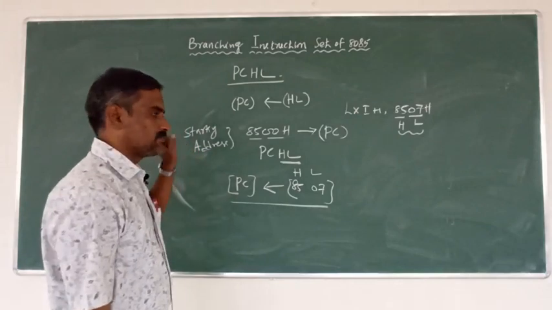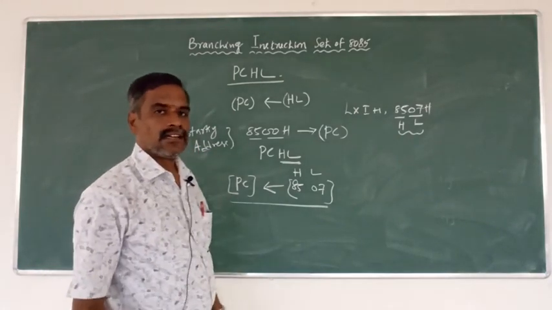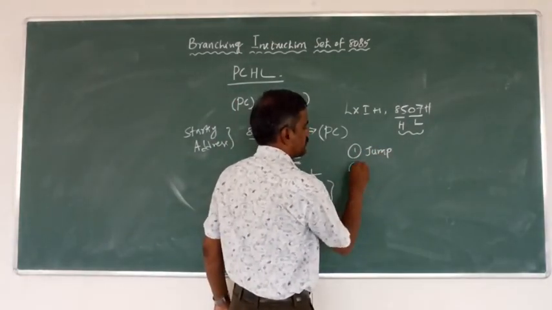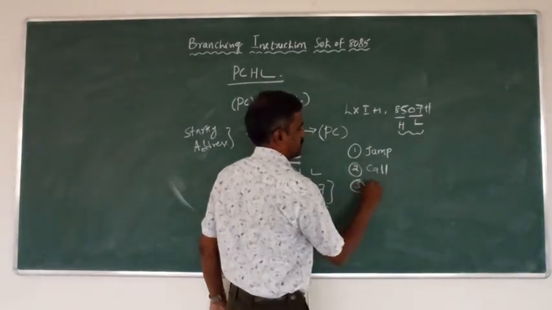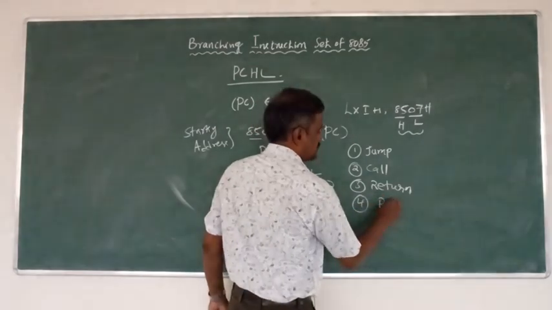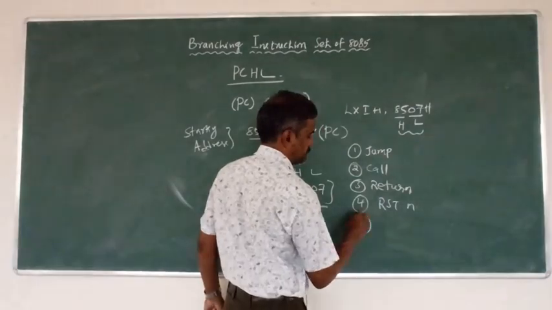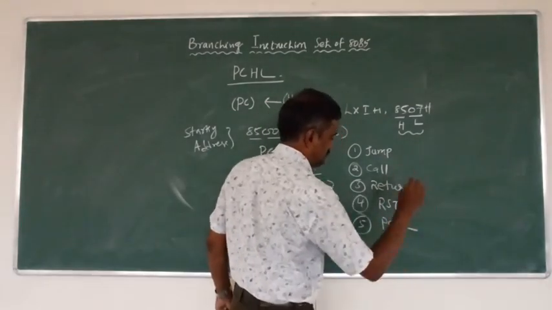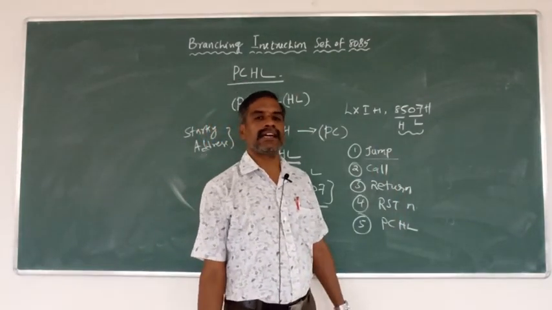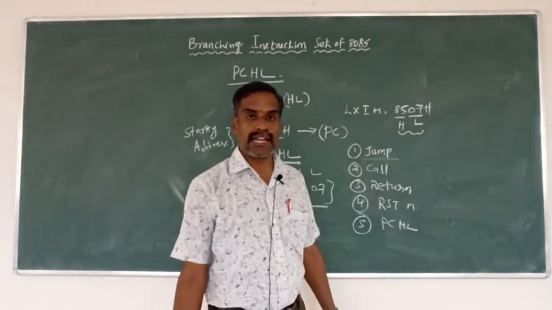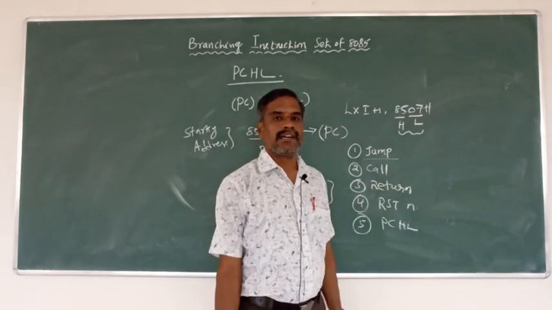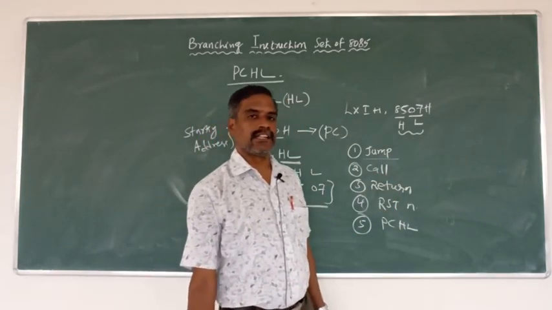Okay, these are the instructions in the branching instruction set. Number 1, jump. Number 2, call. Number 3, return. Number 4, RSTN. Number 5, PCHL. In jump, there are 2 types, conditional and unconditional jump. Call also has 2 types, conditional and unconditional call. And return also has 2 types, conditional return and unconditional return.